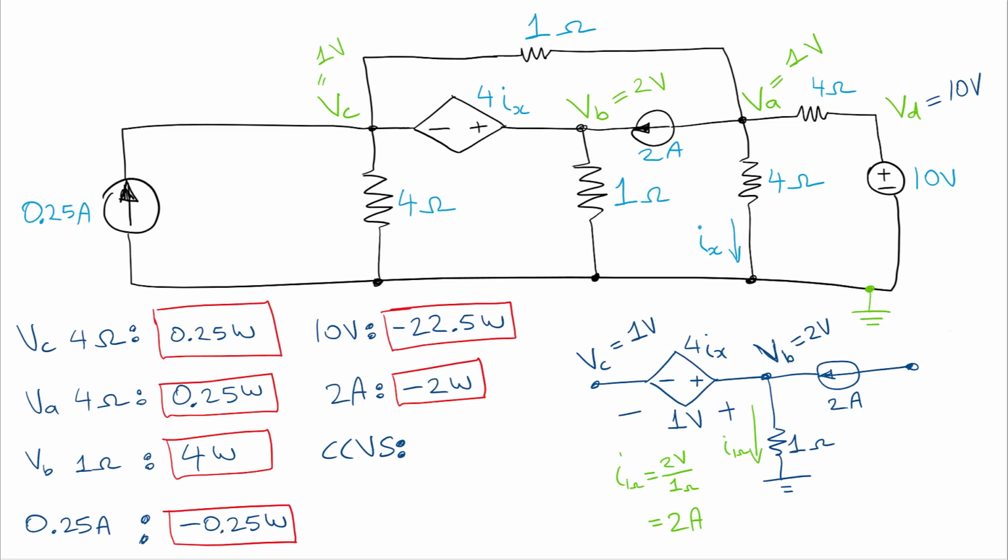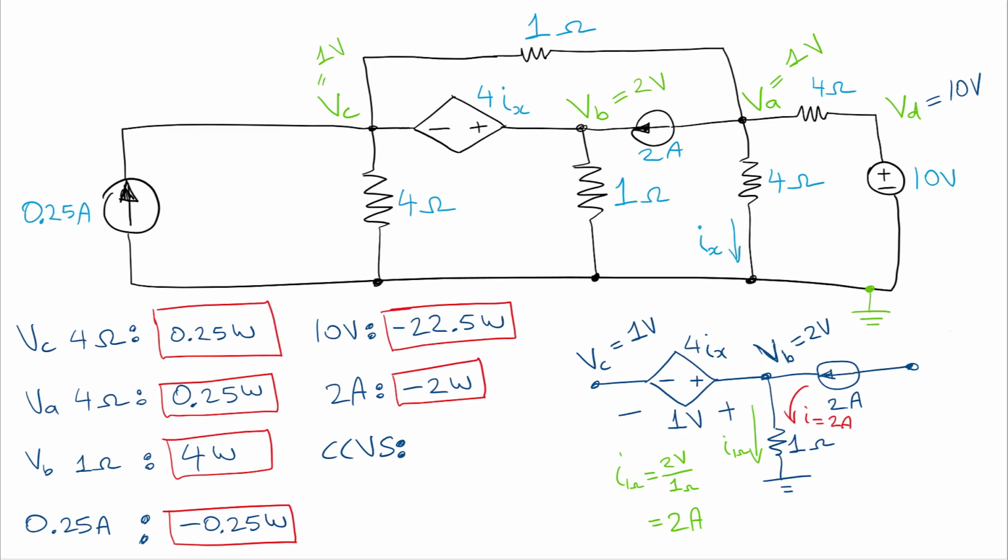It's 2 volts divided by 1 ohm, and that equals 2 amps. Okay, so that's super interesting. We have 2 amps coming in, and we have 2 amps going down. Okay, so that is a super interesting result.